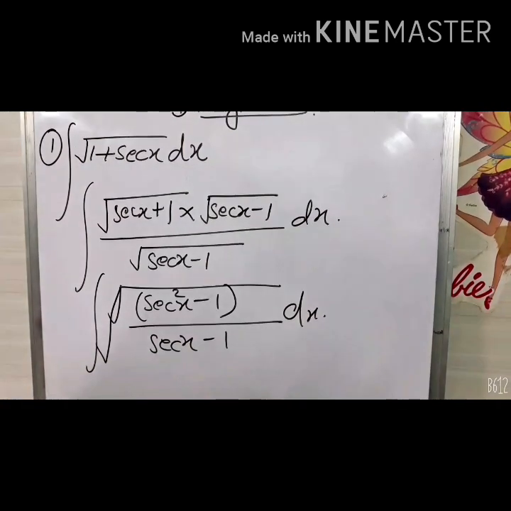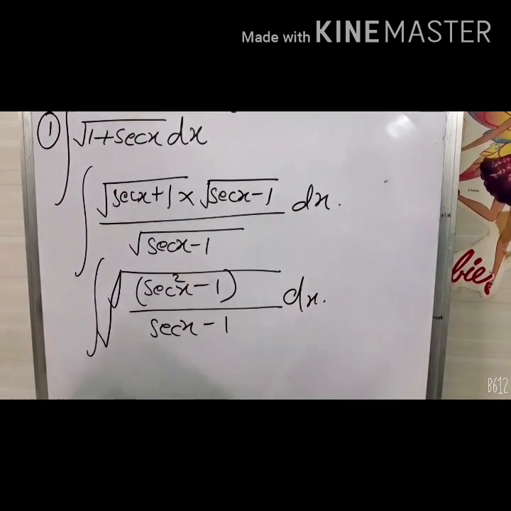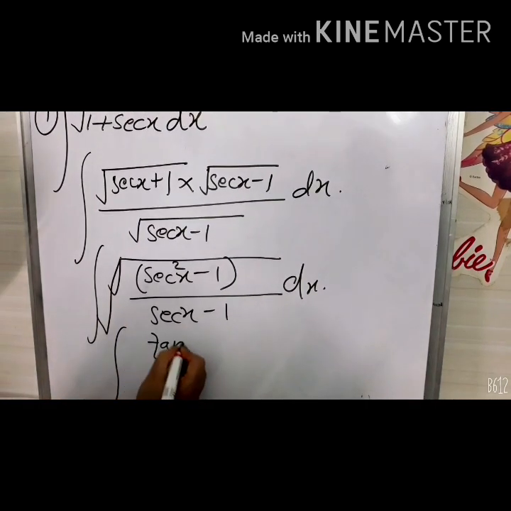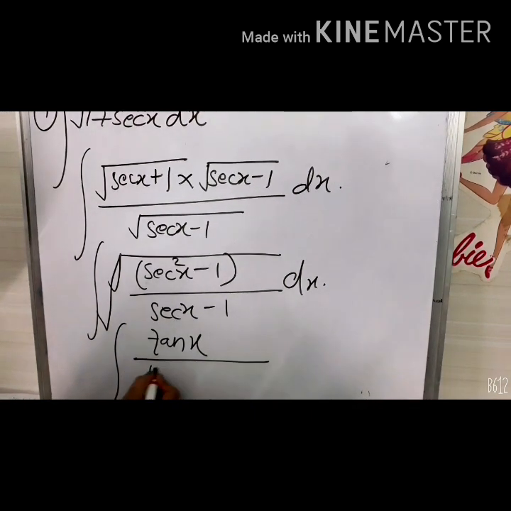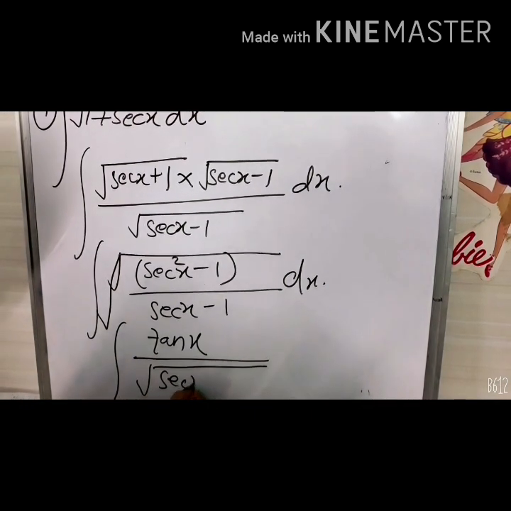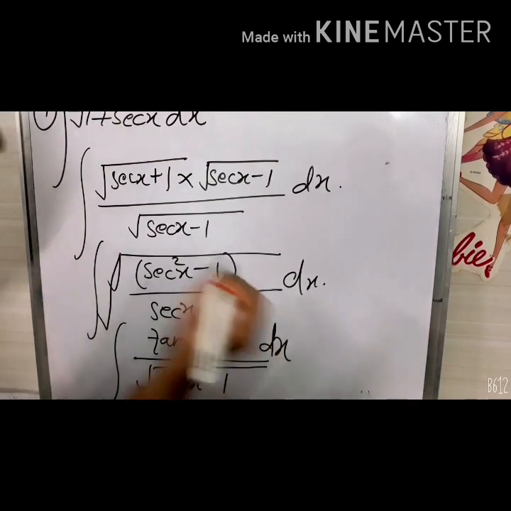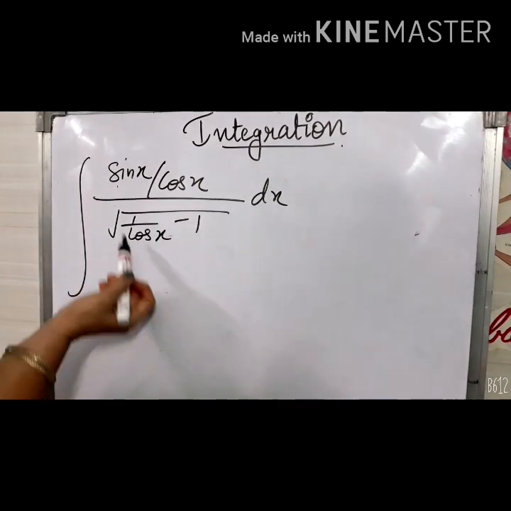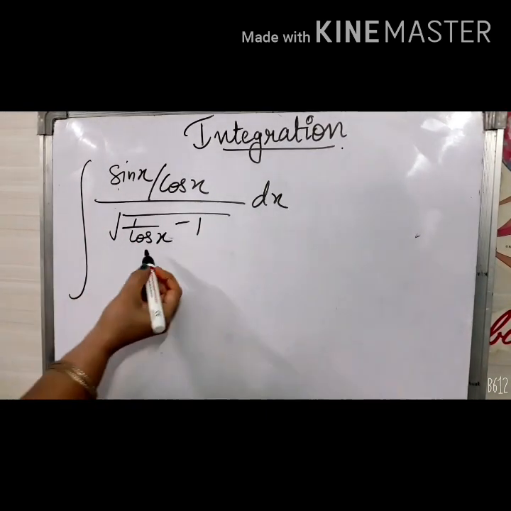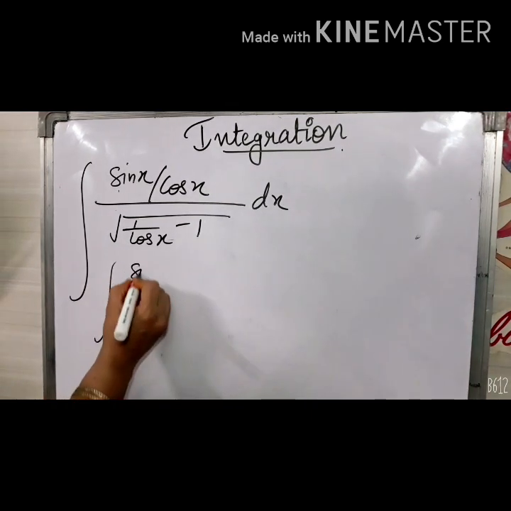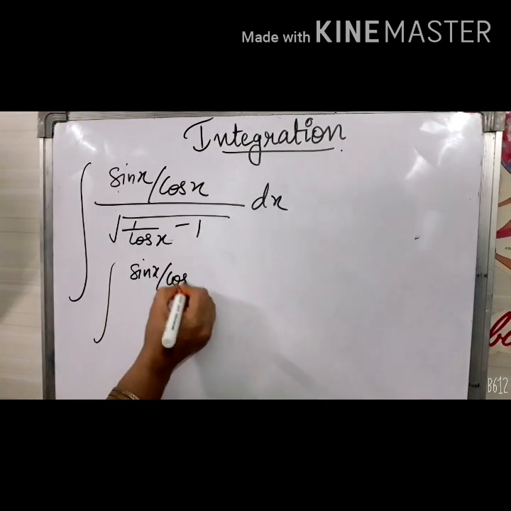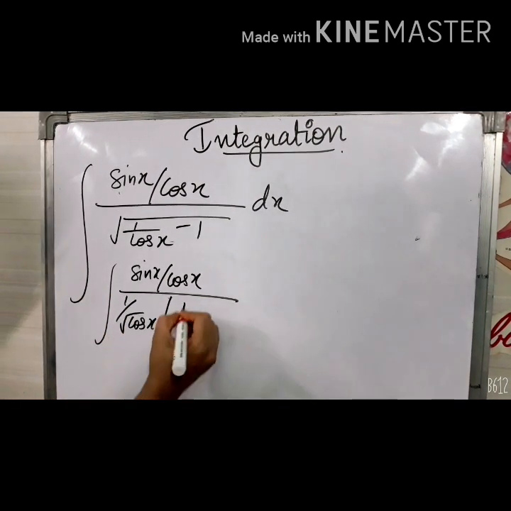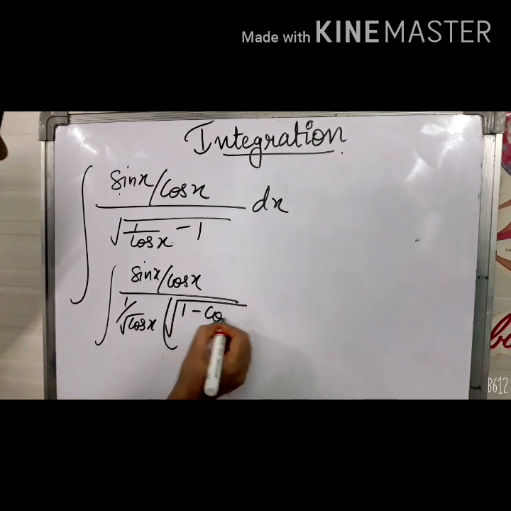Now sec square x minus 1 is what? It is tan square x. Using the identity, tan x will come out, divided by under root of sec x minus 1, into dx. Fine. Now I converted tan x into sin by cos, and 1 by sec is 1 by cos x. Take LCM and it becomes sin x by cos x and 1 by root cos x, and this becomes 1 minus cos x.